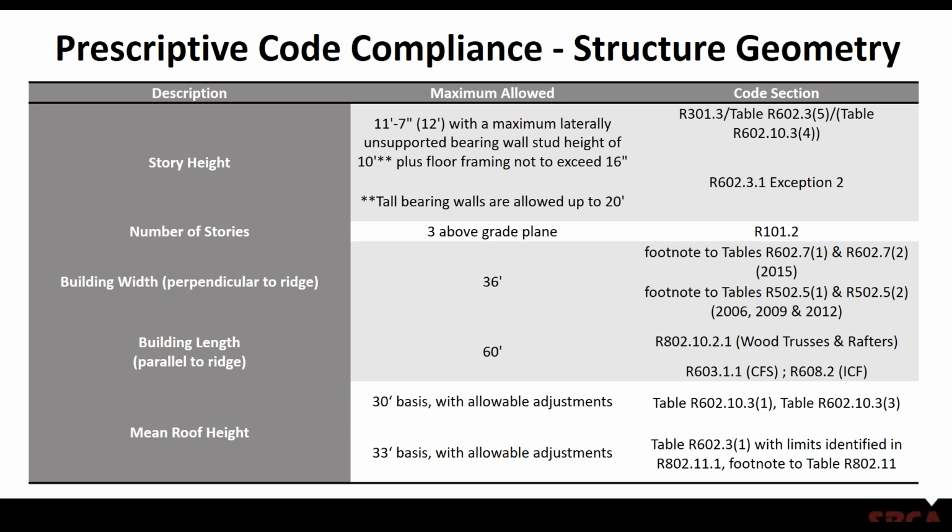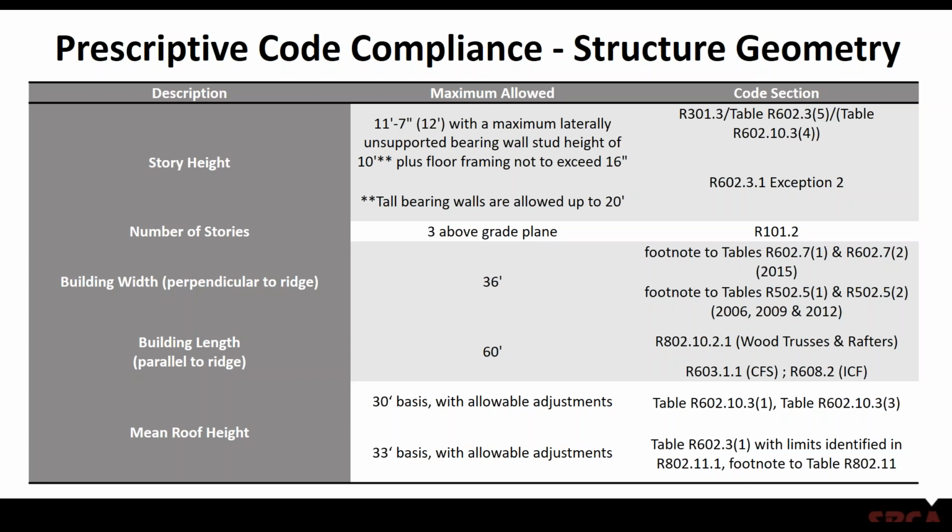Like I said, if you look in R802.1.1 applicability for cold form steel, they're very specific. Wood, you really have to look. It doesn't really say much, except if you look in the applicability limits that are listed for the wood trusses in R802.10.2.1, there it talks about 60 feet, and then in the commentary it throws wood trusses in with rafters. So that's where I'm coming up with the 60 feet there.